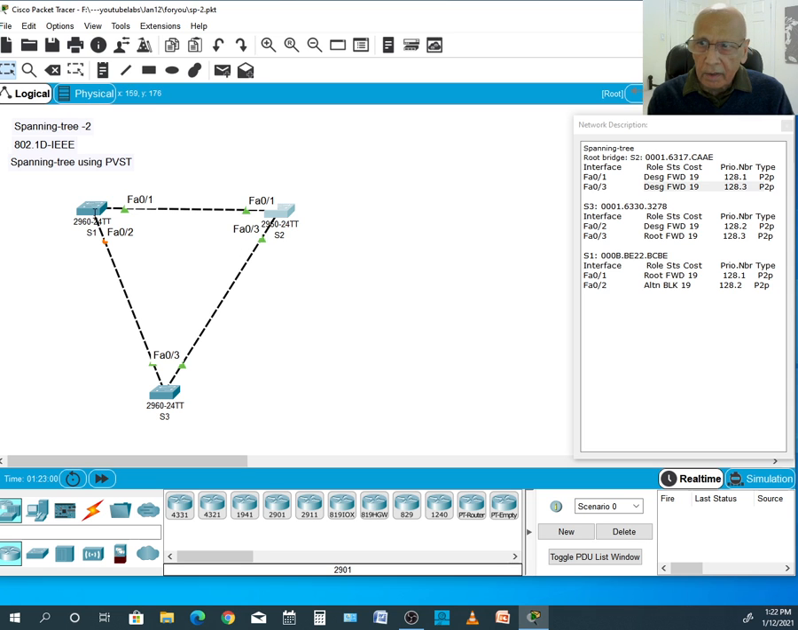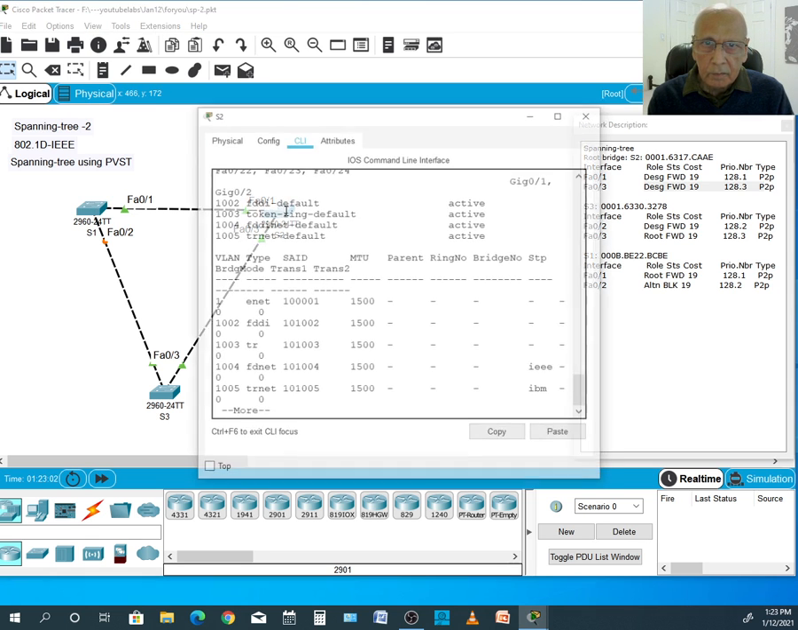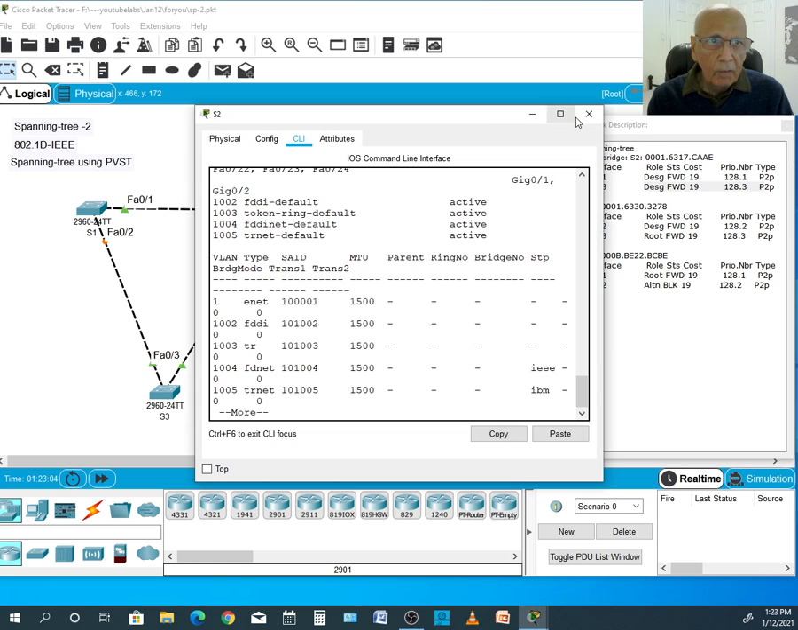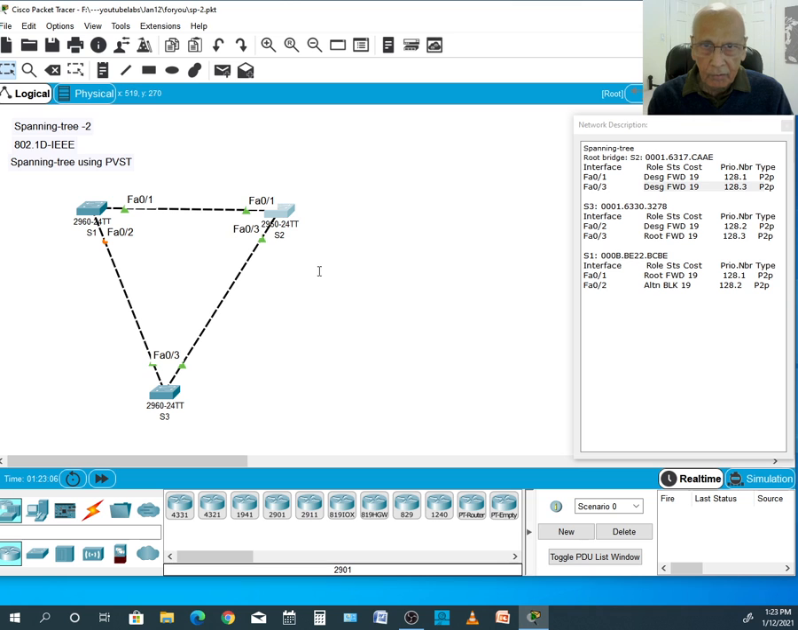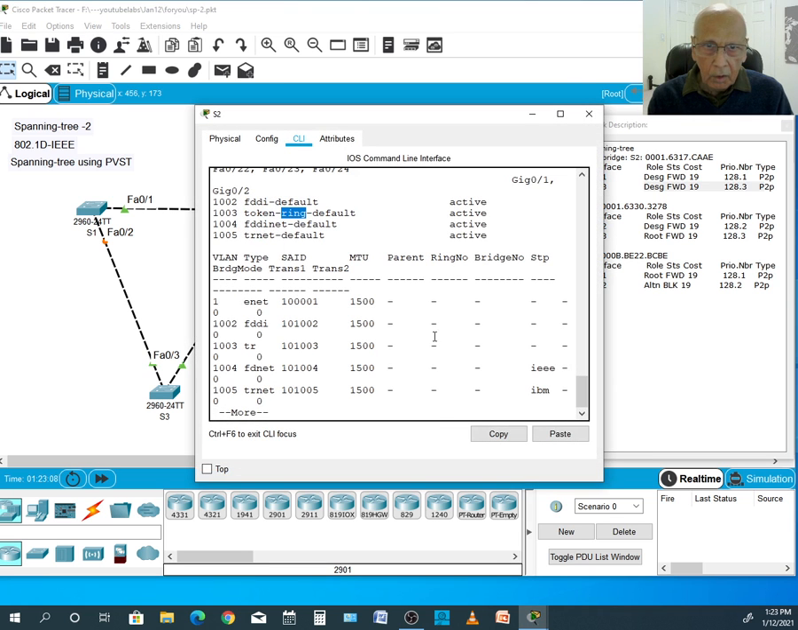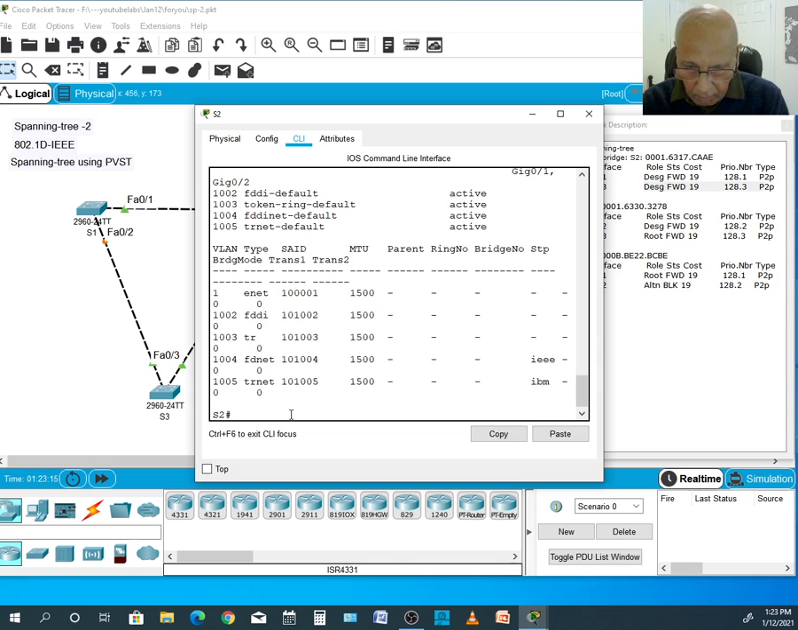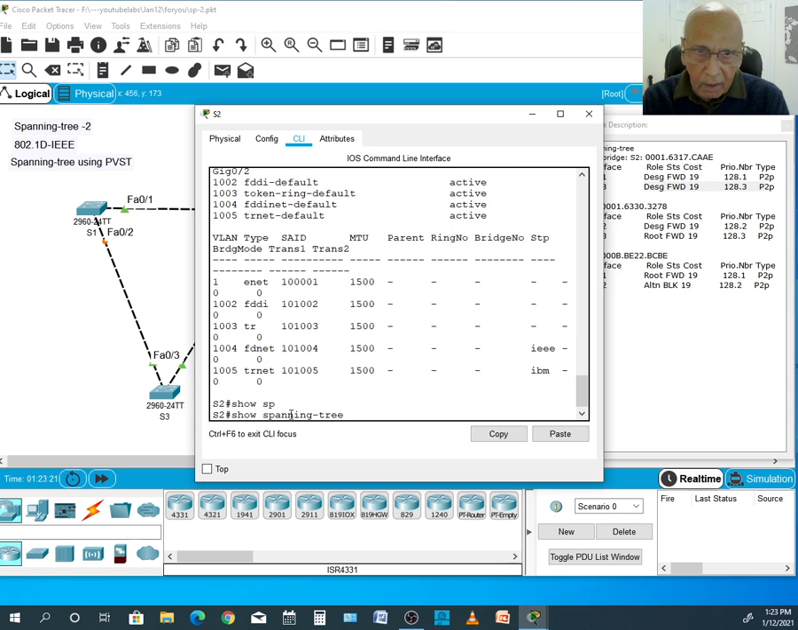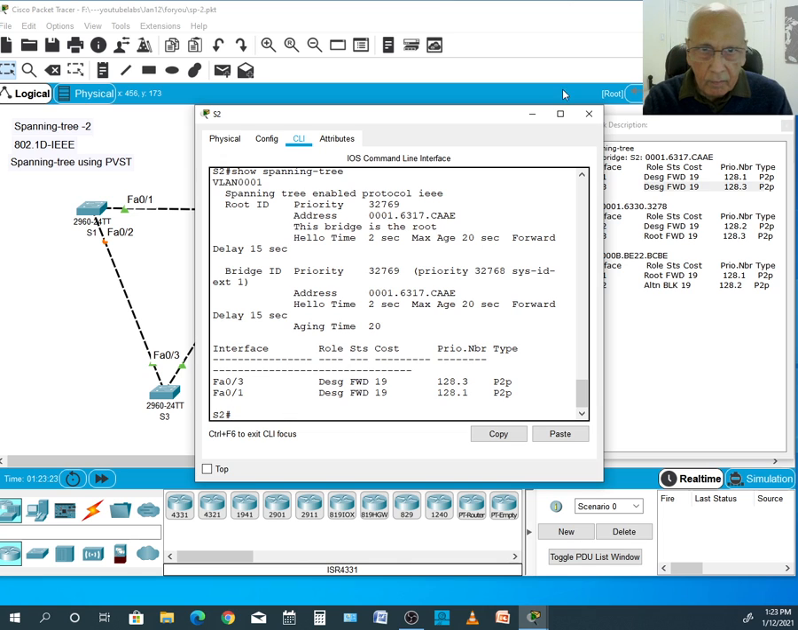So let's check the tables. I want to show you a few things here and explain each one. If I am on a switch, how do I know which one is what? You simply say show spanning-tree, and you don't have to type the complete command. And let's read this one.